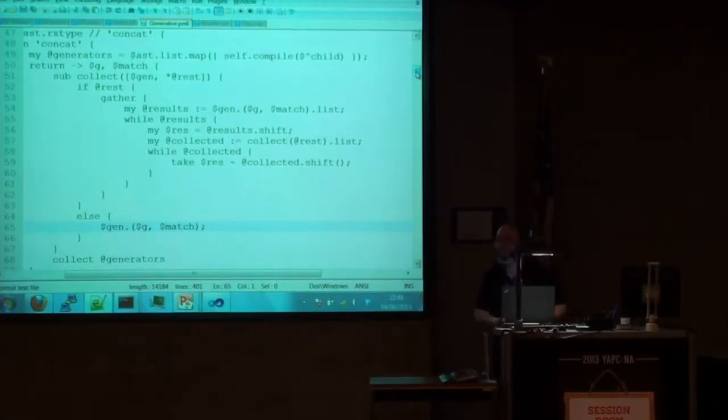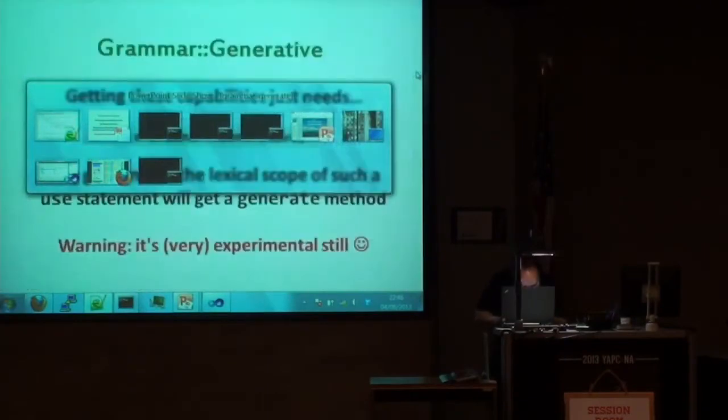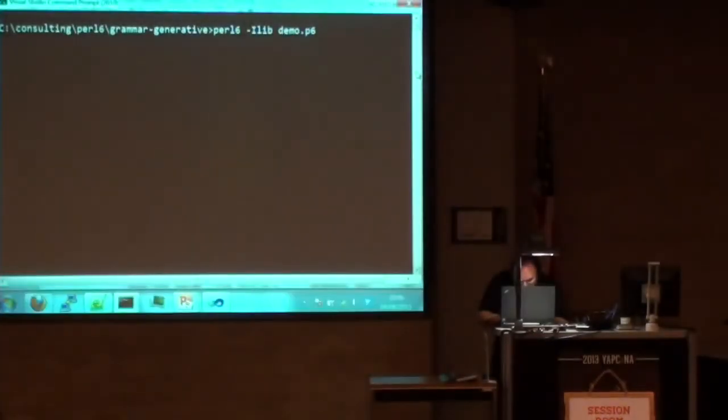How much memory did you have? My machine at home's got like 16 gigs, but this actually runs, by the way.